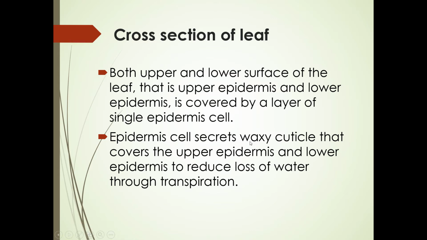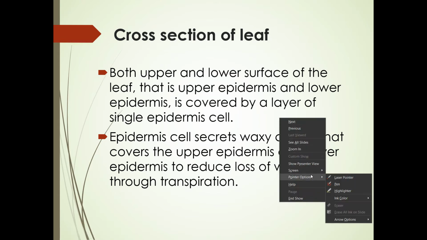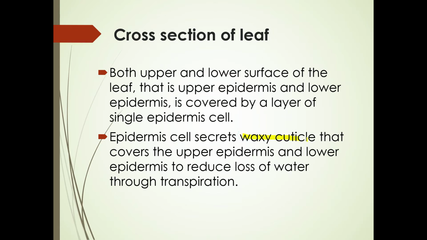The epidermis cell secretes waxy cuticle. This is water resistant and covers the upper epidermis and lower epidermis to reduce the loss of water through transpiration. So that is the function of the waxy cuticle. So what is the process of transpiration? The process of loss of water by the plants, using the process of evaporation.